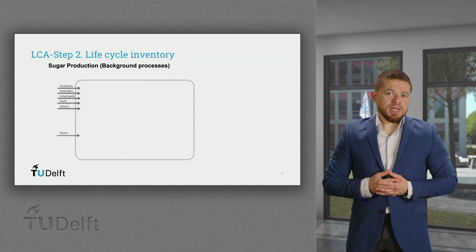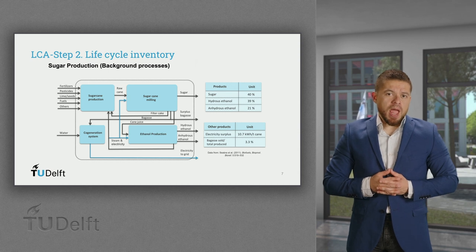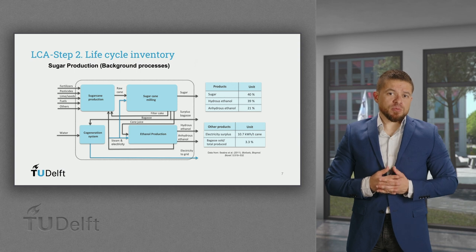The average Brazilian sugarcane industry produces 5 main products, including sugar, ethanol, and electricity. This is a multi-product system, and this condition is known as multifunctionality. In such cases, the environmental impacts of the process as a whole must be distributed among the products. This is called allocation. ISO 14044 recommends to avoid allocation by using either subdivision or system expansion, which means reducing the multi-product system to single product systems.